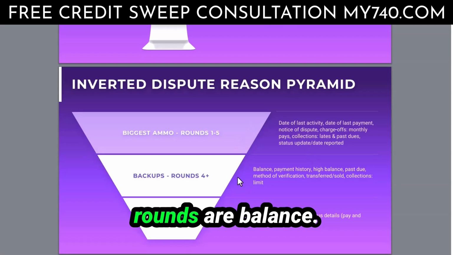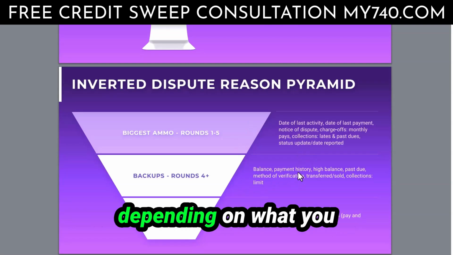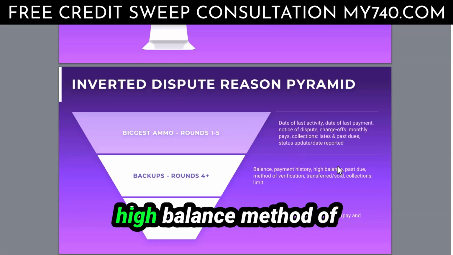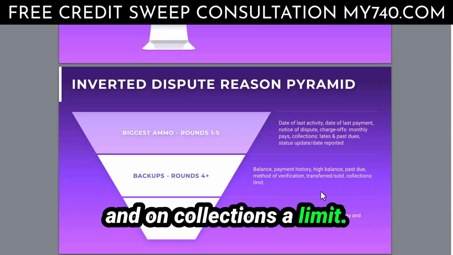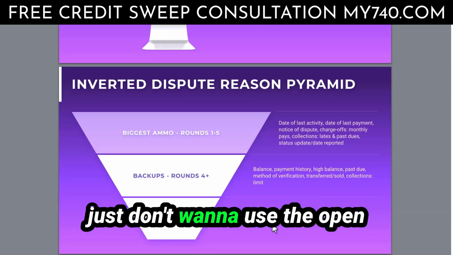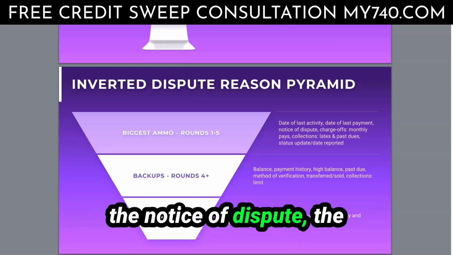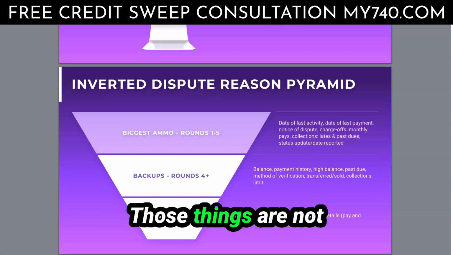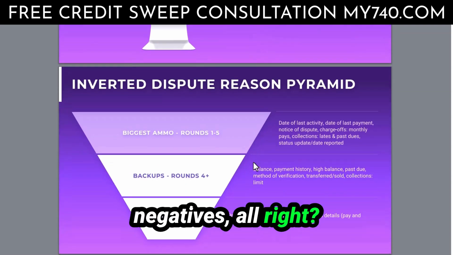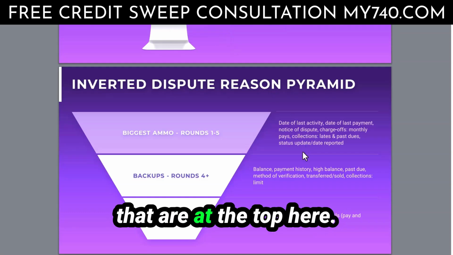Your backup rounds are balance. I would put payment history in the biggest ammo depending on what you are disputing. Then we have high balance, method of verification, transferred, sold, and on collections, a limit. Your last resort, the stuff you just don't want to use: the open date, type, terms, comments, unless you're talking about the notice of dispute, the status detail, pay an account, limit, and account number. Those things are not going to remove your negatives, all right? But the things that are going to remove your negatives are the things that are at the top here.